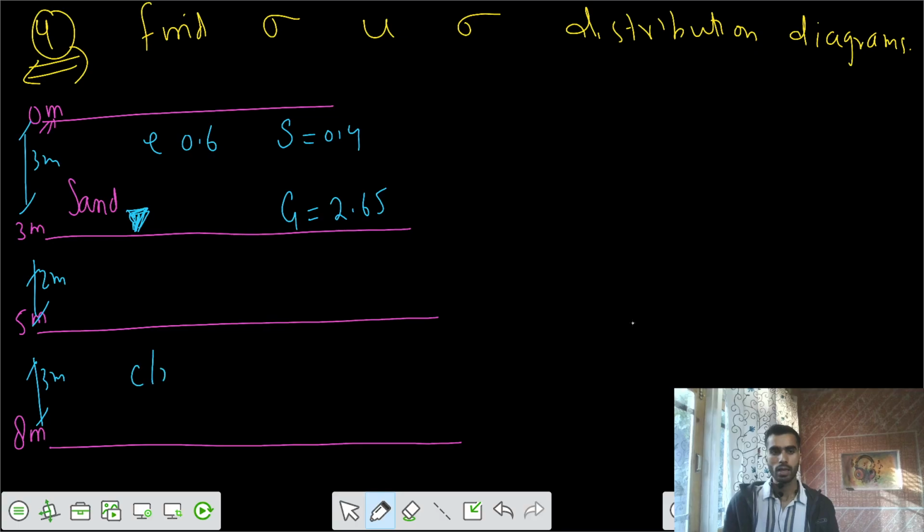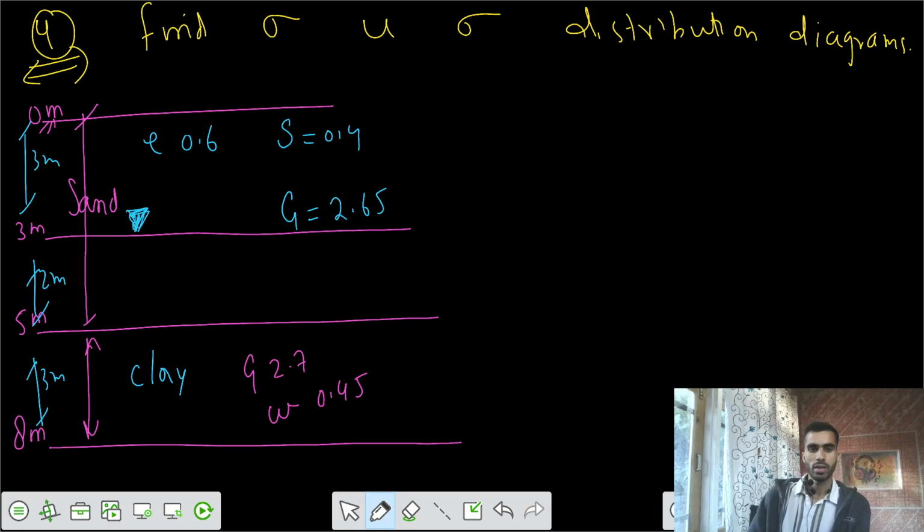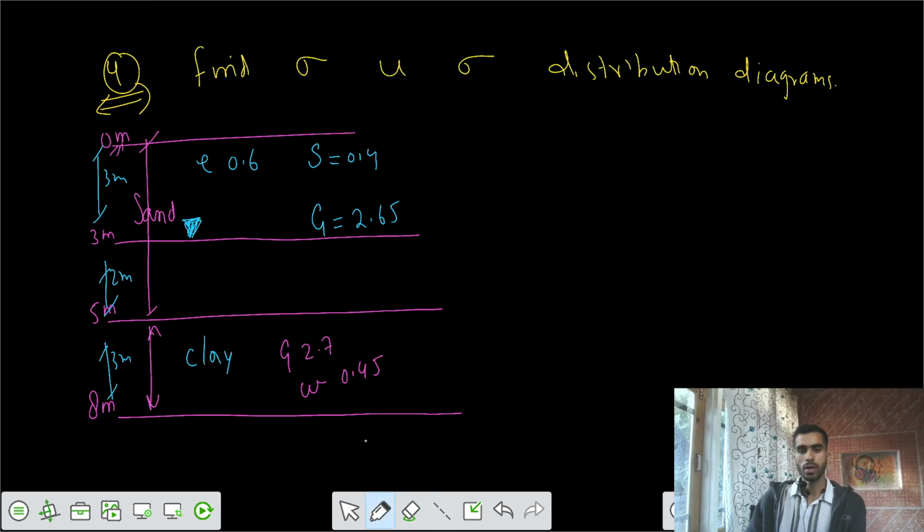And this one is your clay of 3 meters. For that, the data given is G of 2.7 and water content of 45%. And this part is all sand, so you have 5 meters of sand and 3 meters of clay. Now we need to get those diagrams. This is case 1, part number 1 of the problem, the original case.